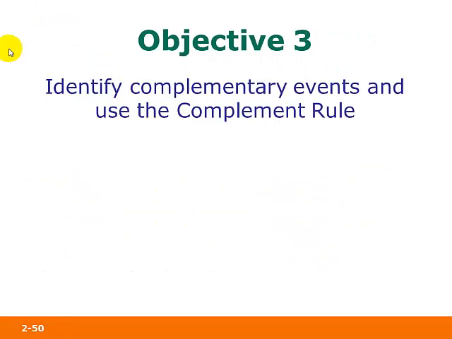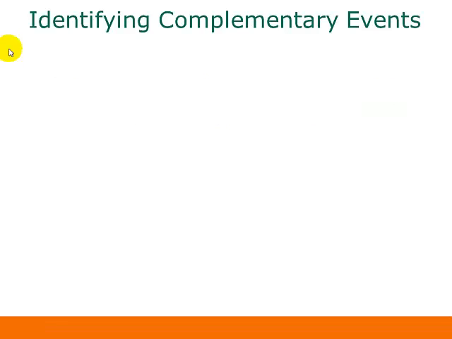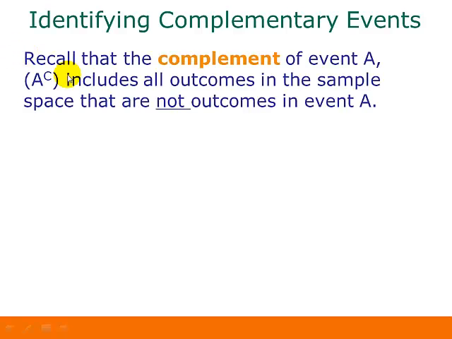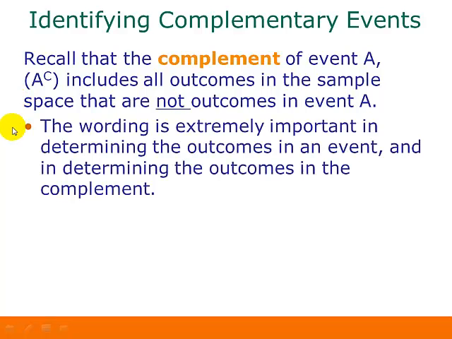Objective 3 in this section is to identify complementary events and use the complement rule. Now we already did talk about complementary events. So remember that the complement of event A, which we write with the subscript C, includes all the outcomes in the sample space that are not outcomes in event A.